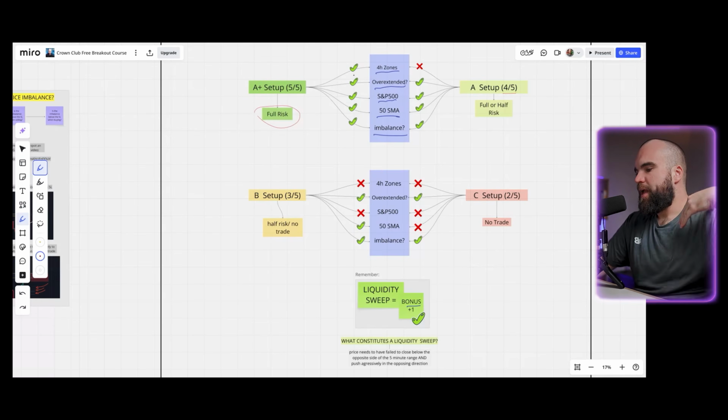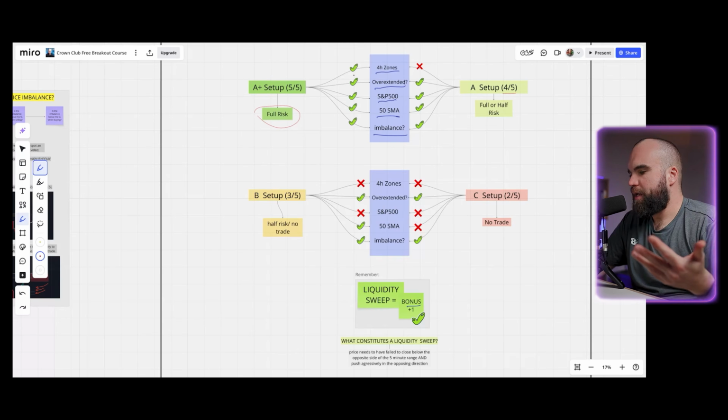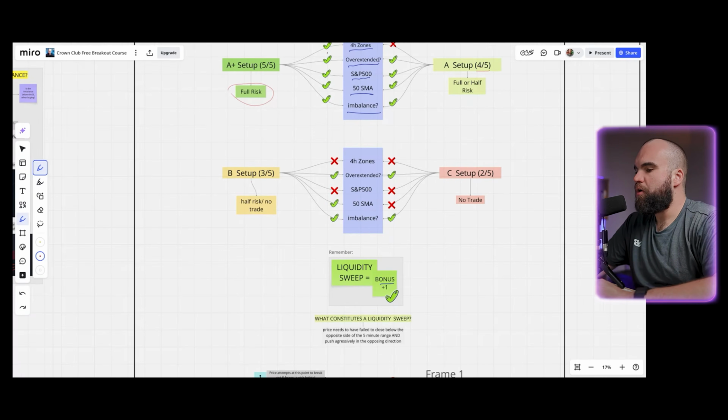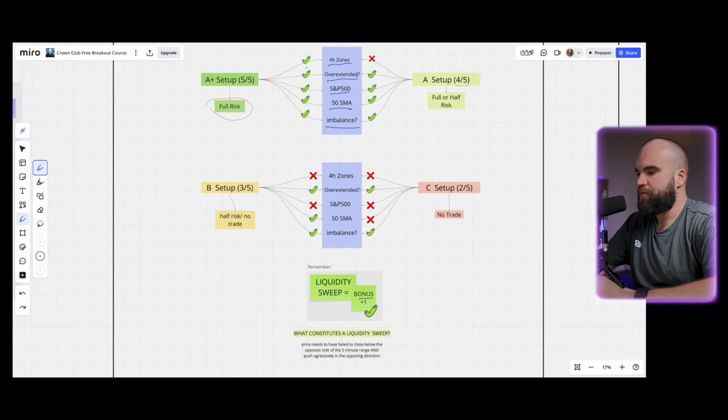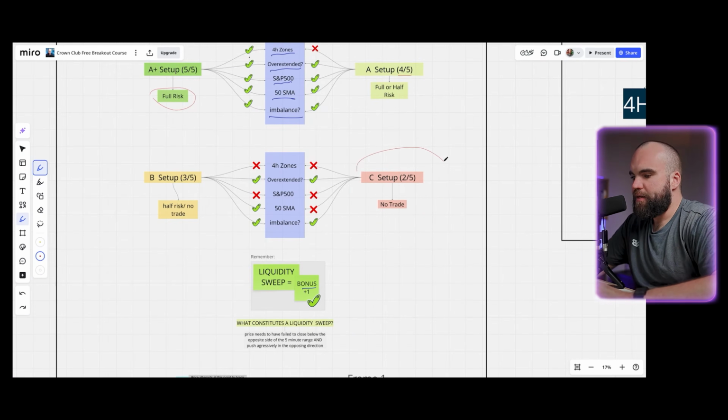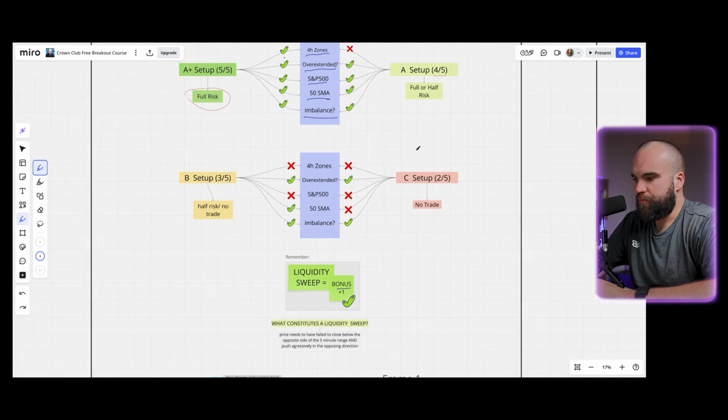But if I've had a few wins and I've got some buffer in my account and I'm willing to take the risk, I will take half risk only on the setup. I will not take full risk on a B setup. And then a C setup, I will not trade at all. So how do we grade these setups?